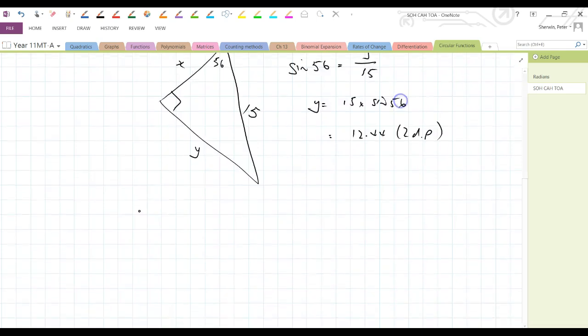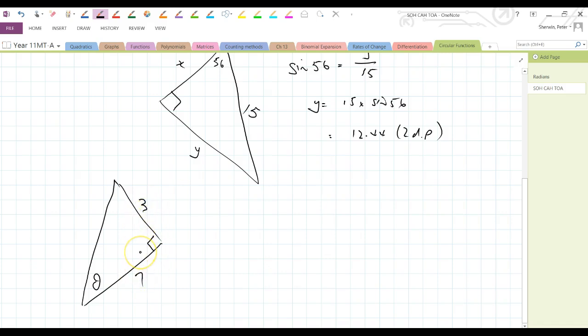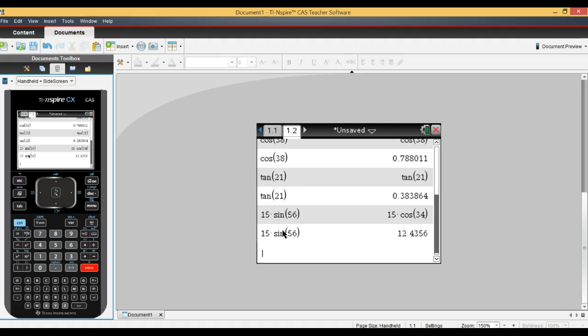It's always with right angle triangles, this only works for right angle triangles. I now need to find out what an angle is, but I've got some information about the sides. I discover that I've got the opposite and the adjacent sides. So that is tan of this angle here is equal to 3/7, and the calculator will do it in reverse as well.